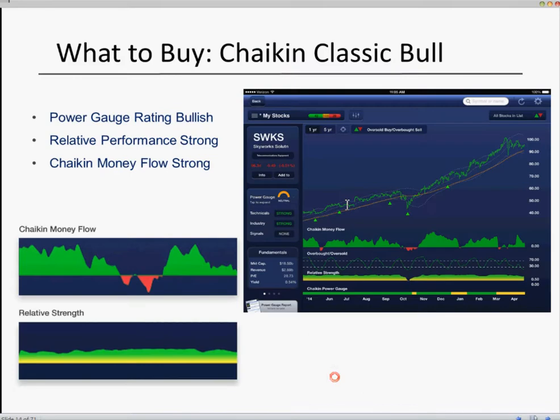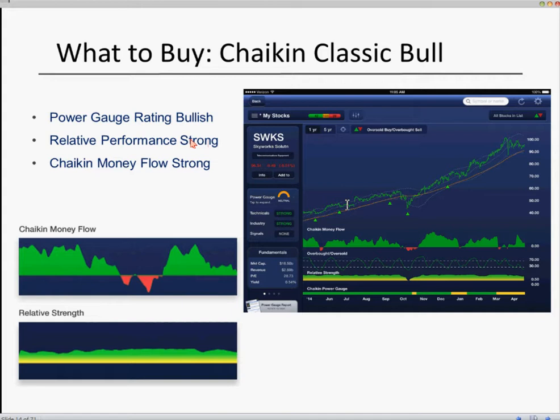So we'll start out by looking at what we call the Chaikin Classic Bull. Distilled it down to just 3 components. Bullish Power Gauge rating. We're using Skyworks as an example. Steve used an example on Tuesday of Skyworks down in the 10-20 area when it turned bullish initially. We're going to blow this up in a minute. We want relative strength to the market, relative performance, to be strong.